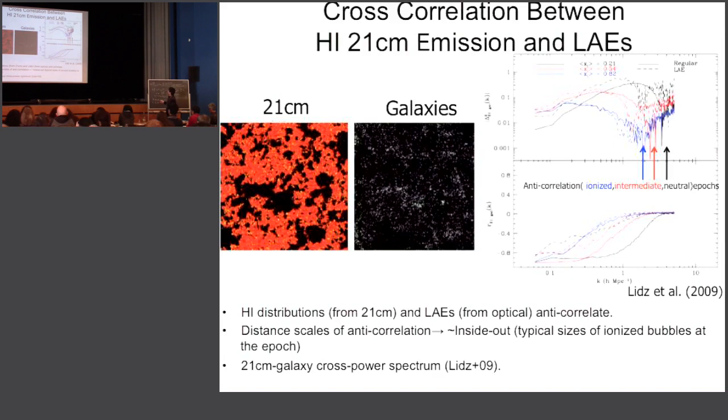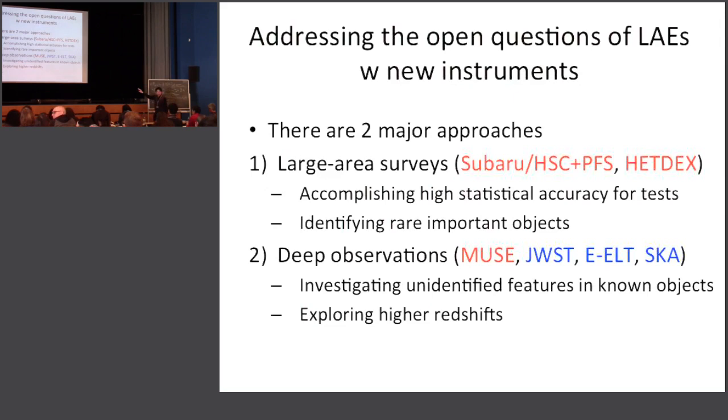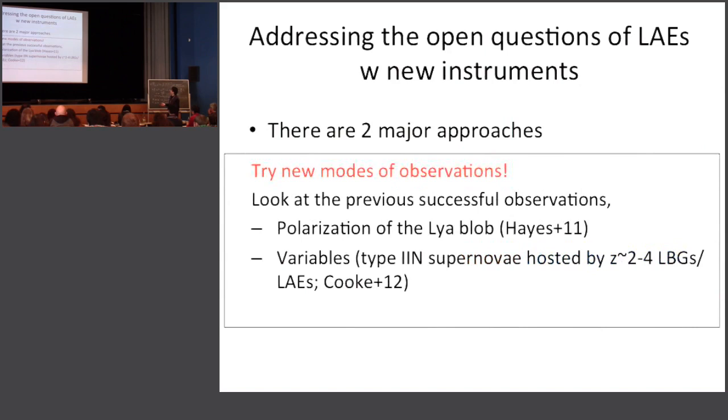Okay, so I come back to the first slide, where I said large area surveys are important and deep observations are important. Yes, these new instruments really help us to push the Lyman-alpha emitter study, very good. But I also want to encourage young people especially to try existing instruments with new modes of observation. Something new is there. For example, look at the successful previous observations.